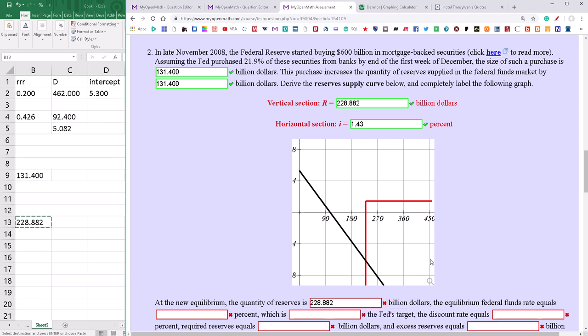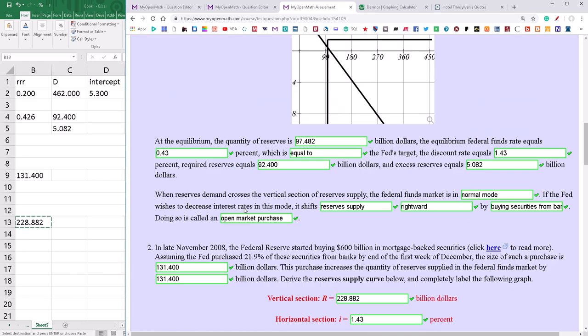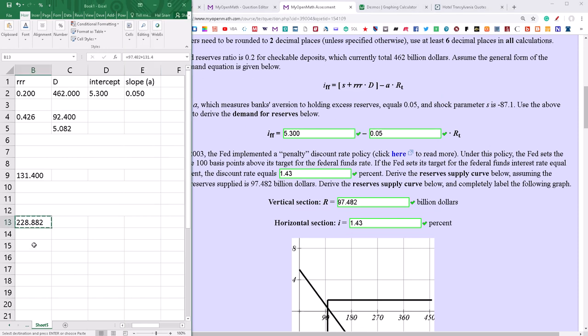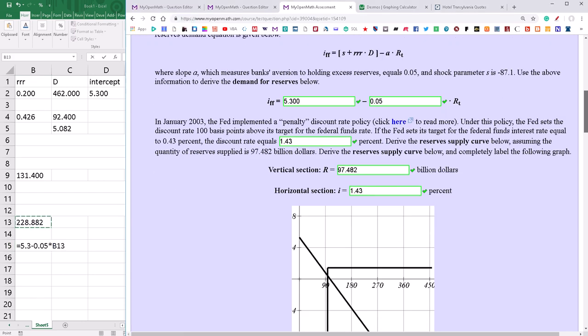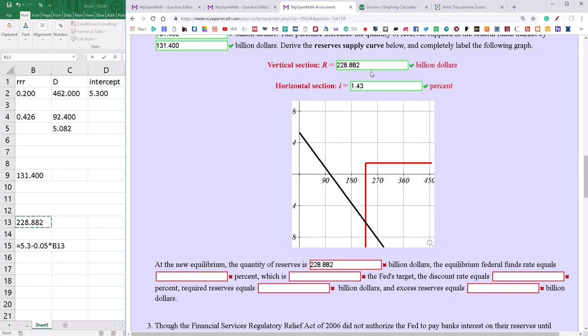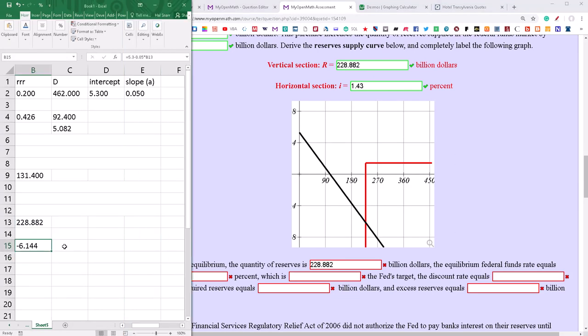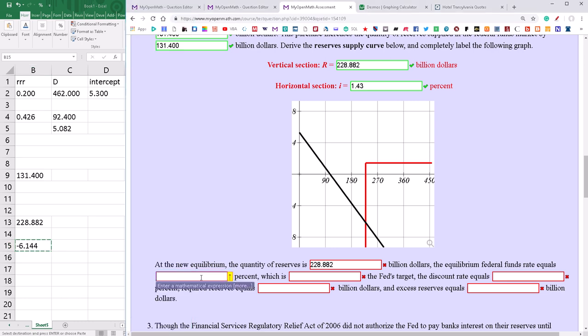So right there. Okay. So now what we have to do is calculate the equilibrium federal funds rate, which is going to be negative. So we got to go get the original demand curve for reserves. The original demand curve is 5.3 minus 0.05 times this new quantity of reserves, right? Our new quantity of reserves is 228.882, so we're plugging that into the reserves demand curve, and we get a negative 6.144, okay?